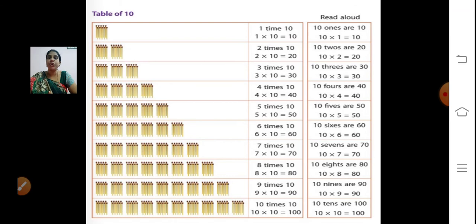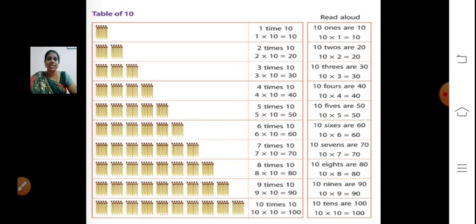I will say, you are going to repeat after me. 10 ones are 10. 10 twos are 20. 10 threes are 30. 10 fours are 40. 10 fives are 50. 10 sixes are 60. 10 sevens are 70. 10 eights are 80. 10 nines are 90. 10 tens are 100.